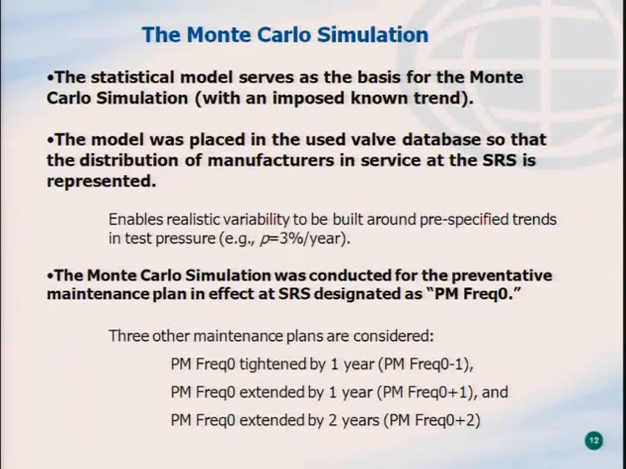Okay. At first I said, what would happen if I shorten all of the maintenance intervals by 1 year? That is the PM Freq Zero -1. And then I said, well, what would happen if I extended the maintenance intervals by 1 year and then subsequently by 2 years? What kind of performance would I expect? And the reason for doing this is with this failure mechanism that I built into the model, I know what to expect at certain points in time, whereas in actuality, when a valve is tested at the end of the maintenance interval, it could have failed on day 1, or it could have failed 2 days later, or it could have failed just before I took it out of service.